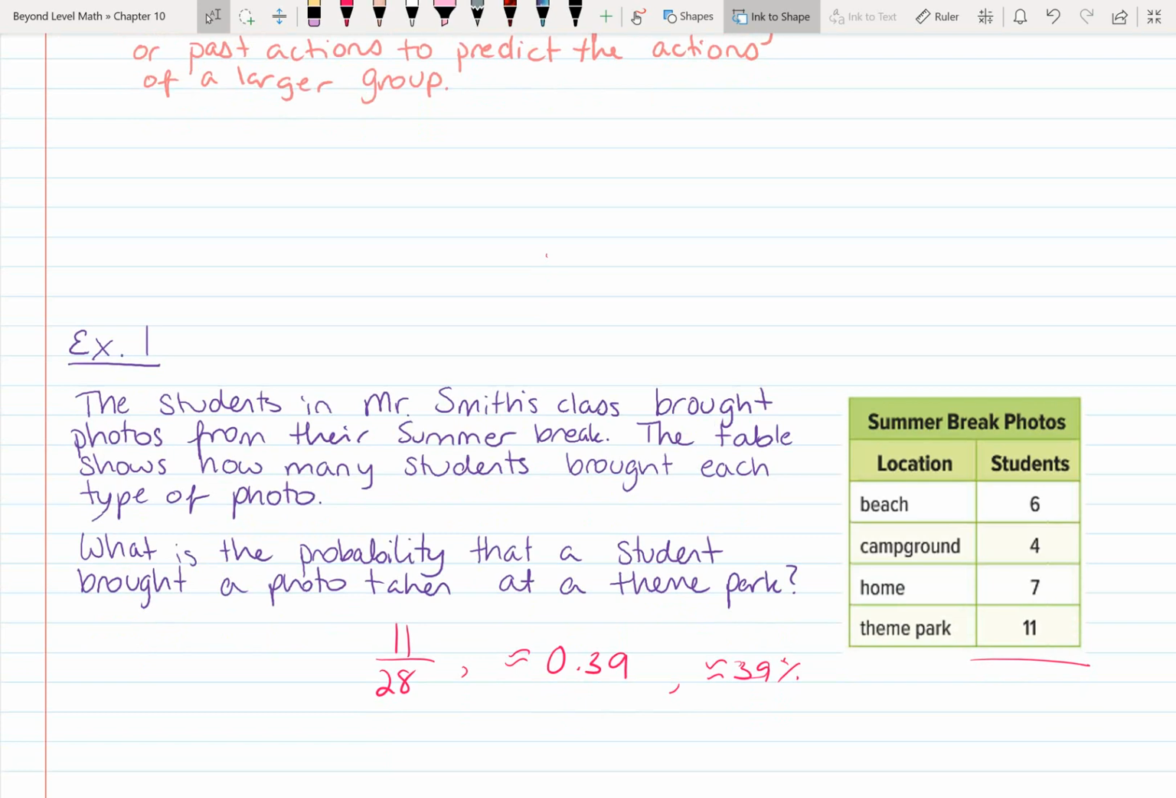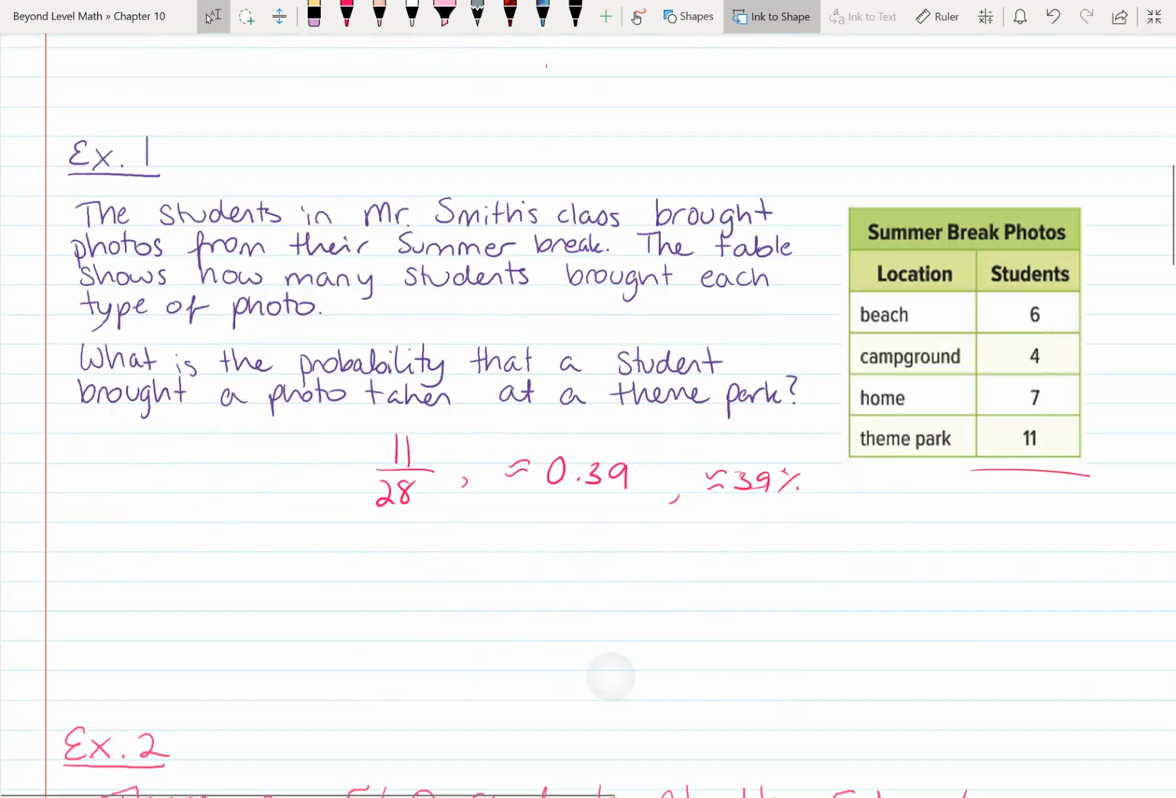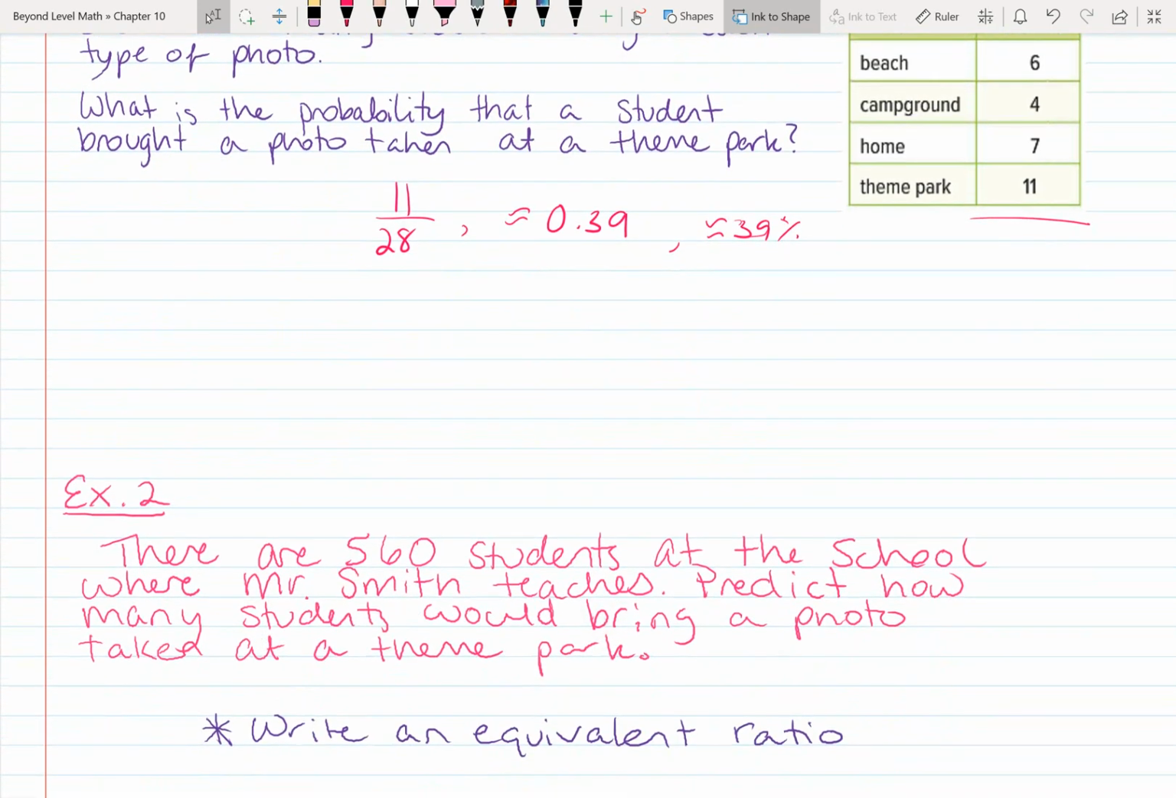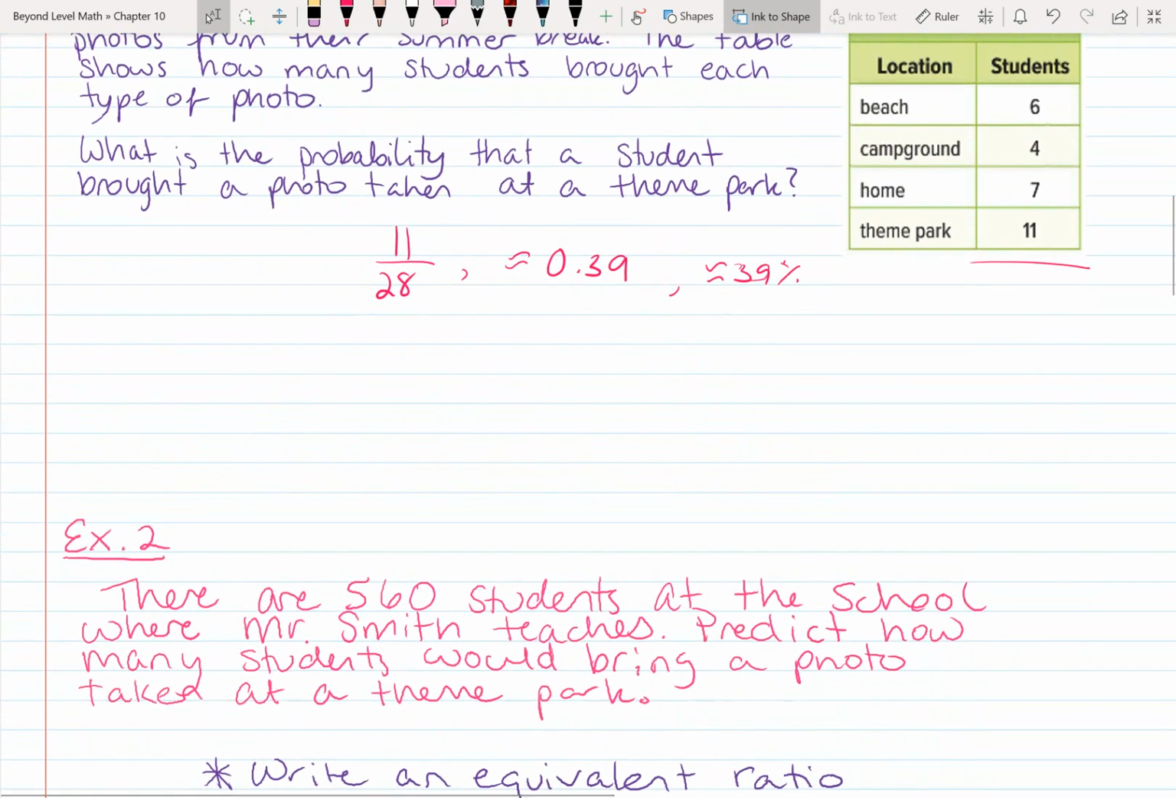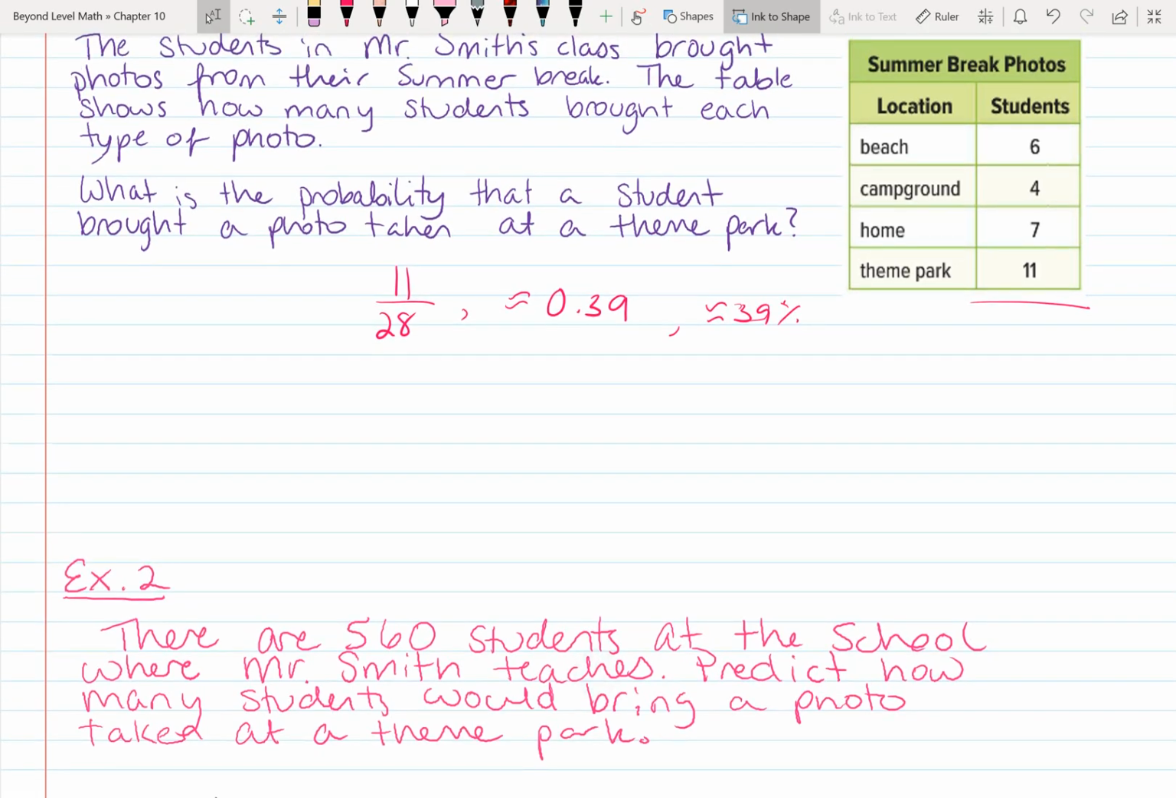Alrighty, so this is very similar to chapter 9, right? Example 2. There are 560 students at the school where Mr. Smith teaches. Predict how many students would bring a photo taken at a theme park. So his sample was his class. He's using his class to make a prediction about the entire school.